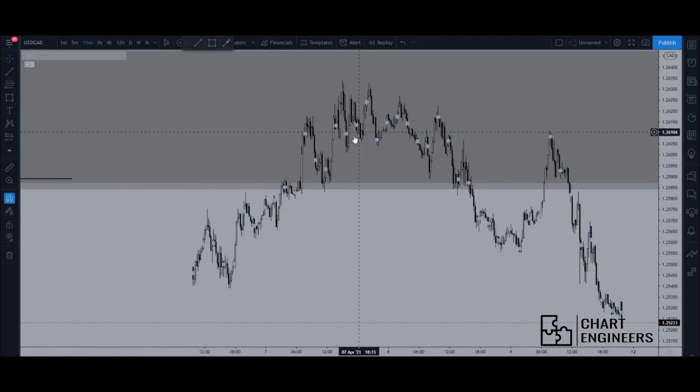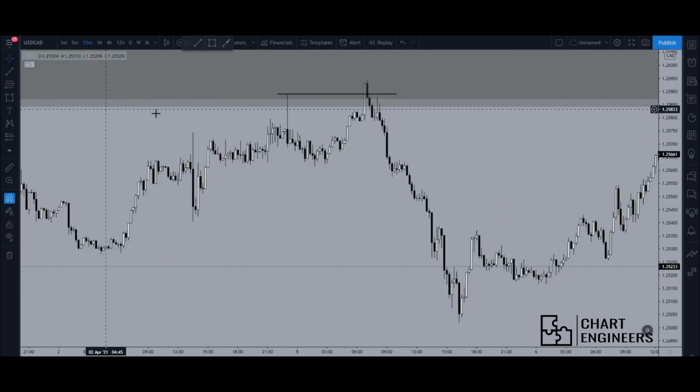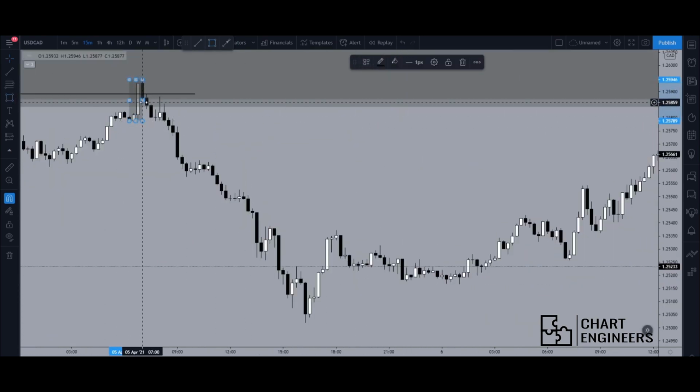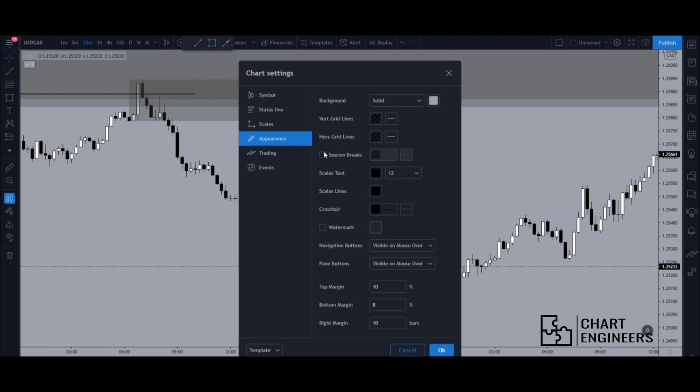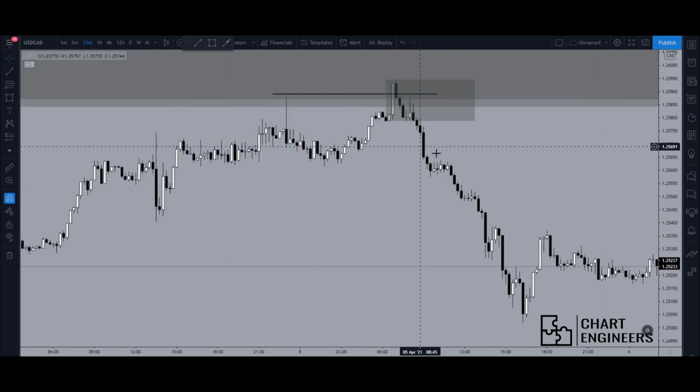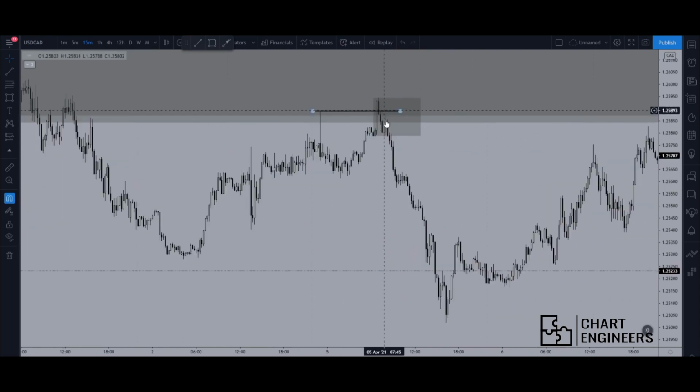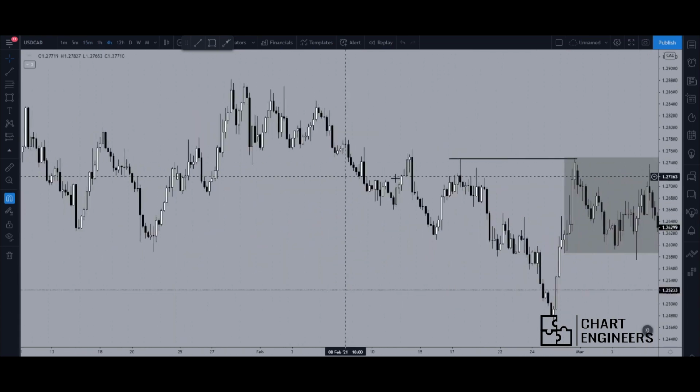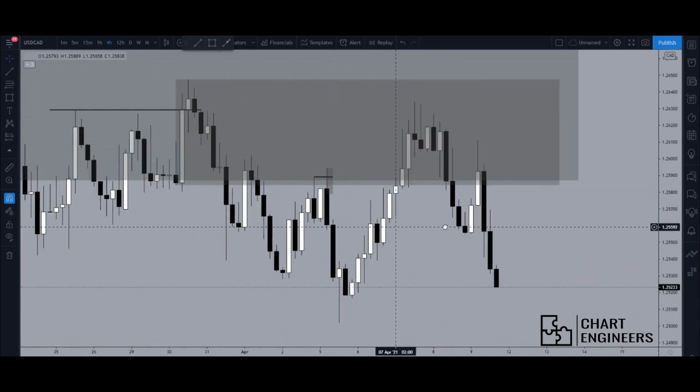then on the 15-minute we created this breaker zone here, and then it came back at 8:30, 8:45 a.m., so that's our London Open, and the market continued lower. Where would I be targeting from this trade?